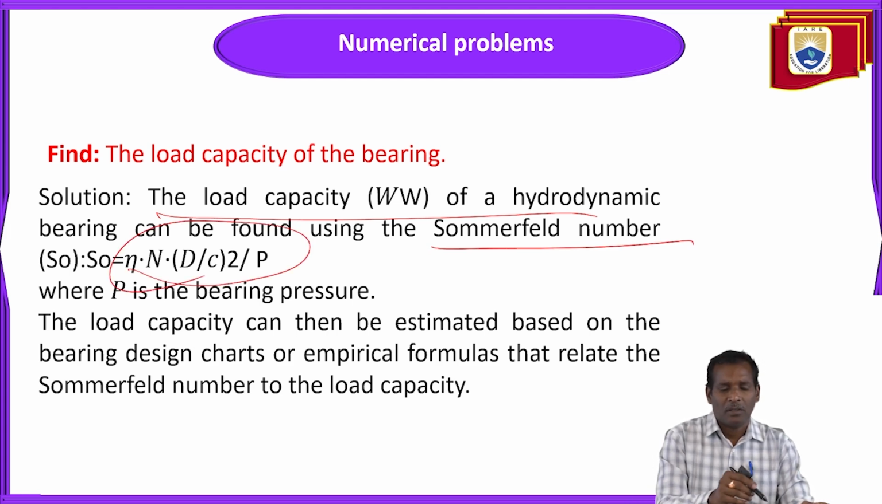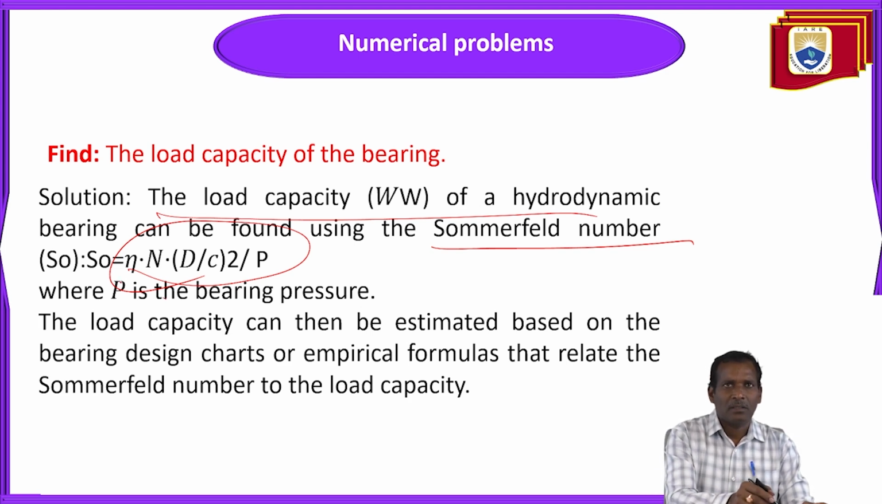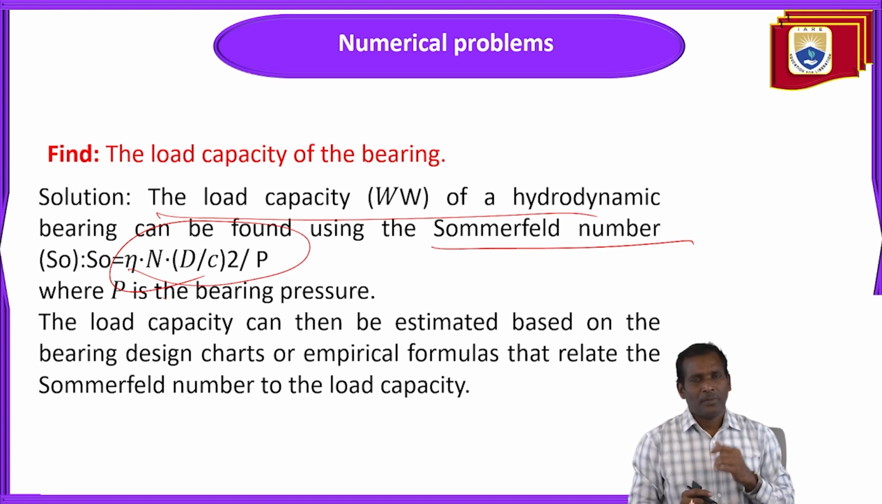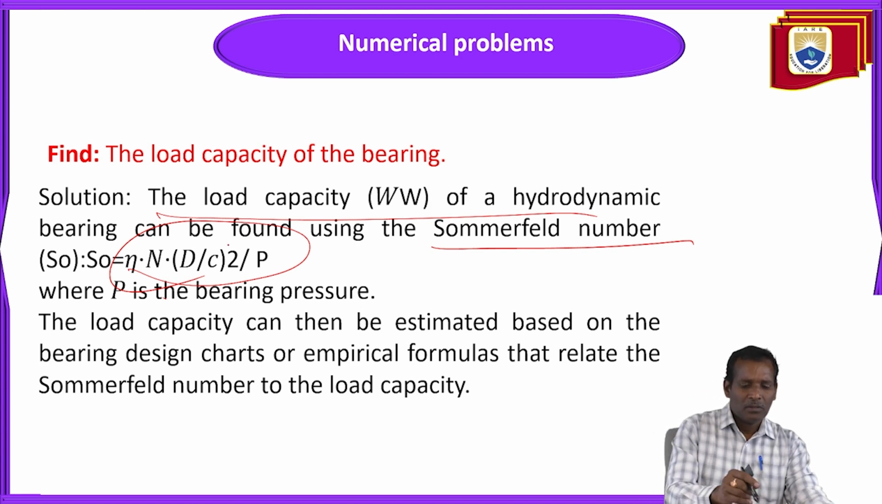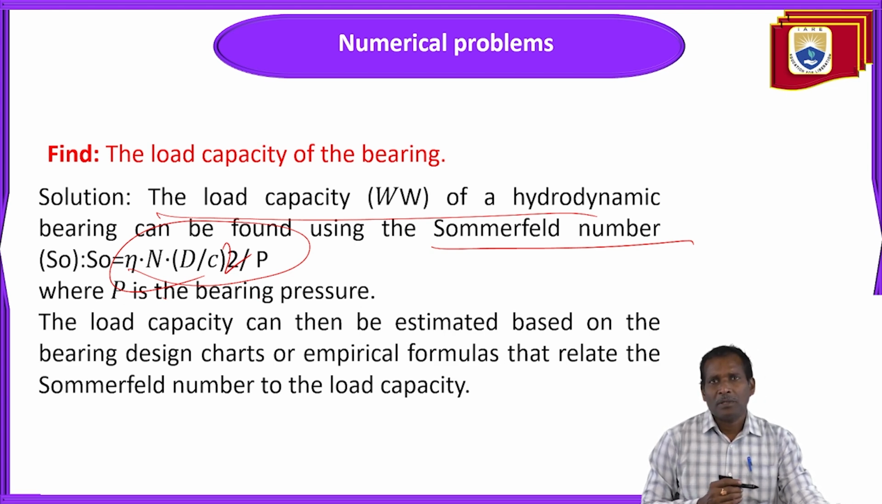Here you can calculate using this relation, where P is the bearing pressure, eta is the viscosity, n is the speed, d is the diameter of the journal, and c is the radial clearance, squared, upon P. The load capacity can then be estimated based on bearing design charts or empirical formulas that relate the Sommerfeld number to the load capacity.